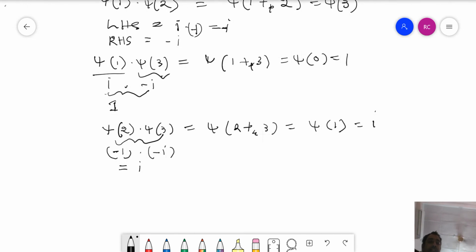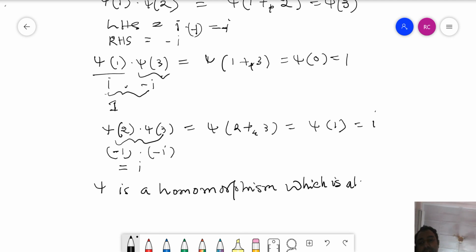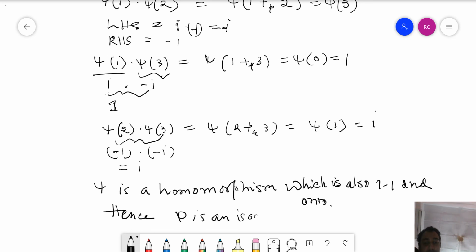So clearly phi is a homomorphism, which is also 1-to-1 and onto, hence phi is an isomorphism.